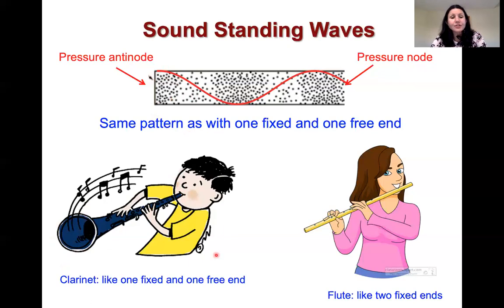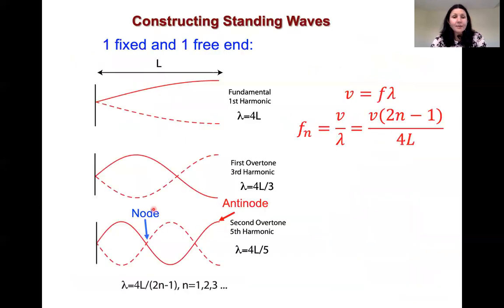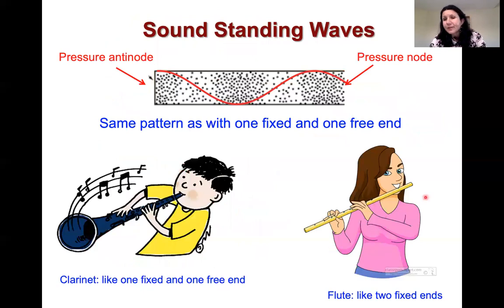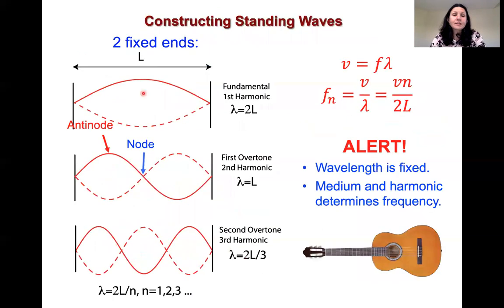So this instrument would be described by this structure of standing waves, equivalent to one fixed end and one free end. But then we can have wind instruments that behave exactly the same as a string, which is tied at two ends, something like a flute, where you're blowing air from above, and both ends are open to the atmosphere. So both ends there represent a node, so those two ends are fixed. So a flute would be described by this type of standing wave structure.